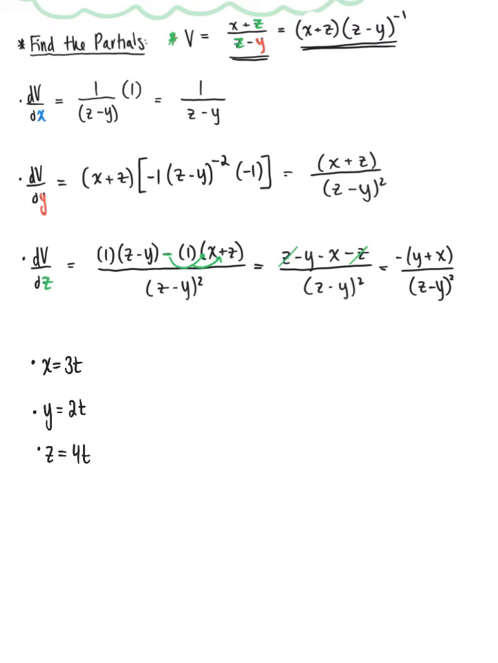So differentiating these, we have the derivative of x with respect to t is 3. We have the derivative of y with respect to t is 2. And last but not least, we have the derivative of z with respect to t is equal to 4. And we're ready to go. We're ready to take these partial derivatives and apply the chain rule. So we have by the chain rule.